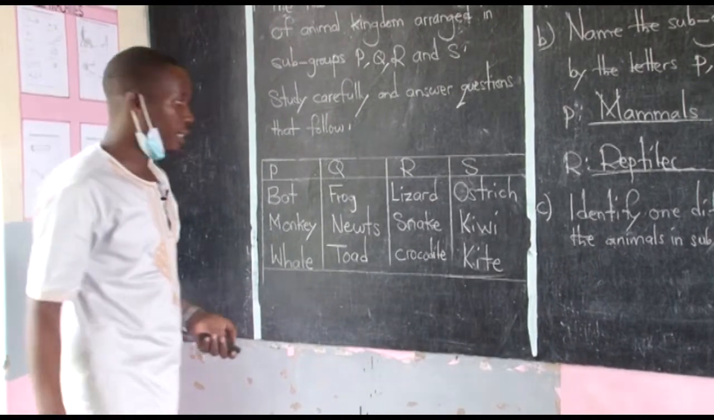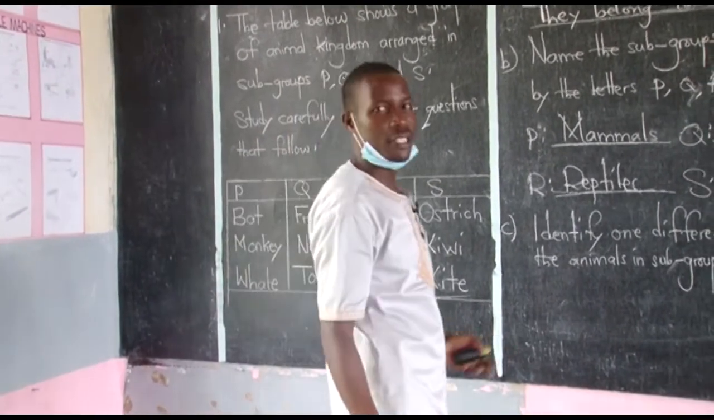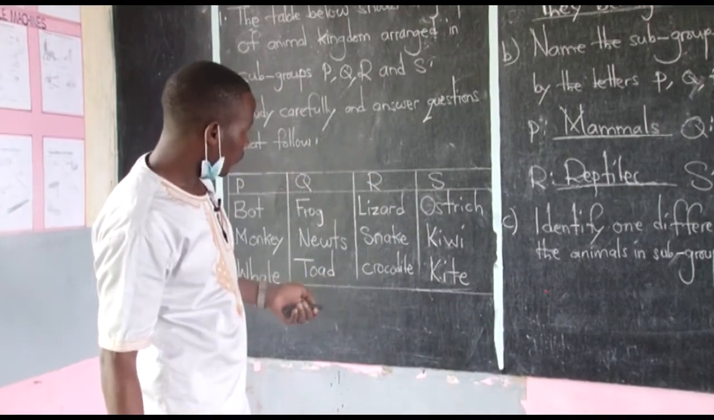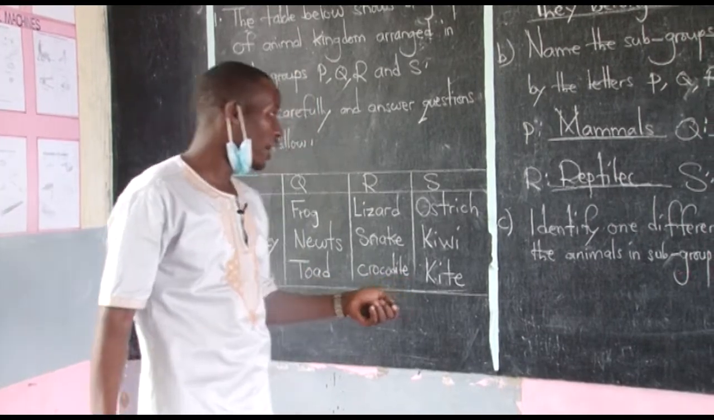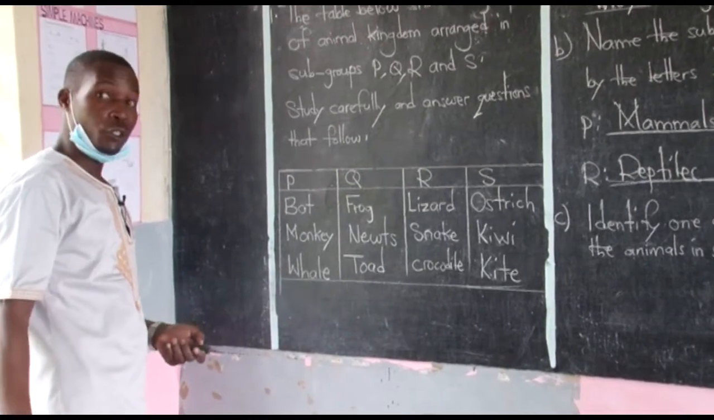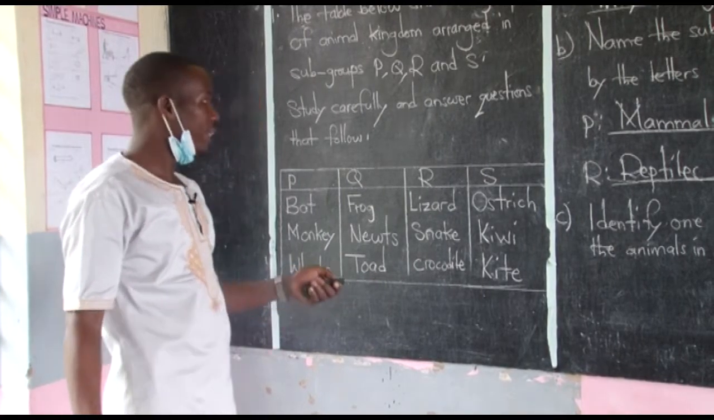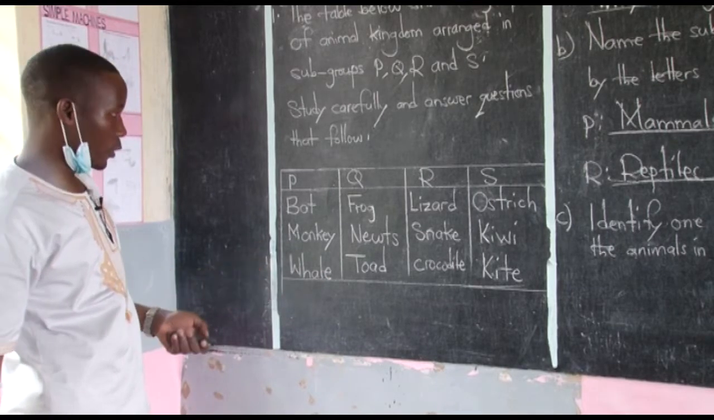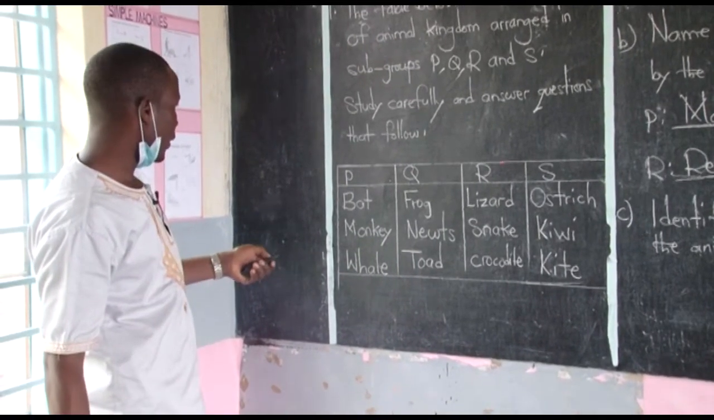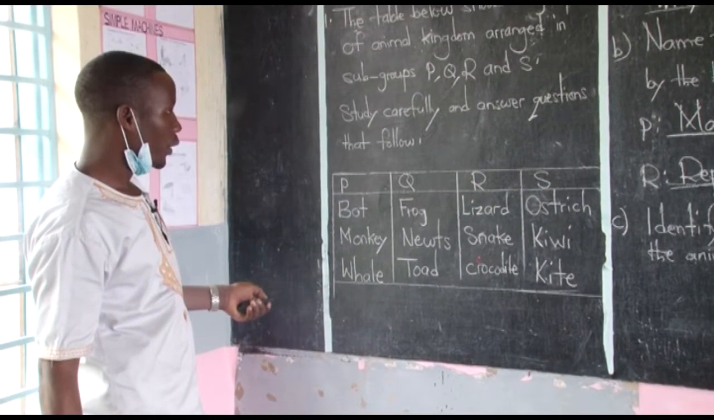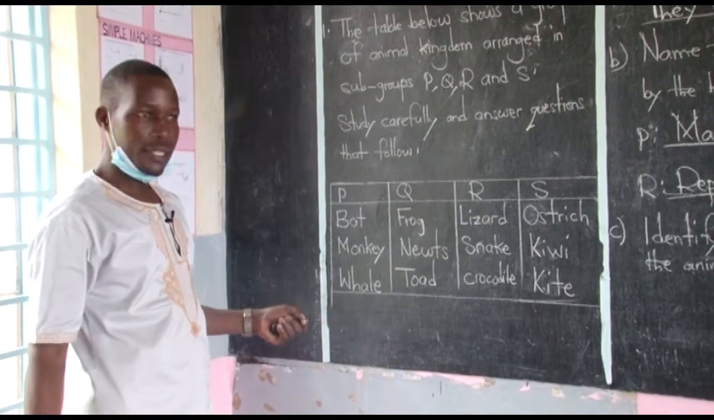So we can go ahead and look at the next question for the purpose of revision, such that when you come next time, or you meet such questions, it will be very easy for you. Number six says, identify one difference between the animals in subgroup R and S. Last time we looked at the features or characteristics of each subgroup of vertebrates. So now this can help us look at the different features. When we look at R, these are reptiles, and then S, these are birds. So we are asked to identify the difference between these two subgroups.